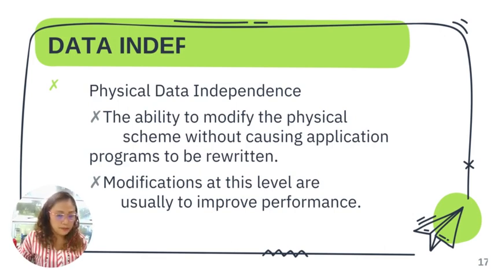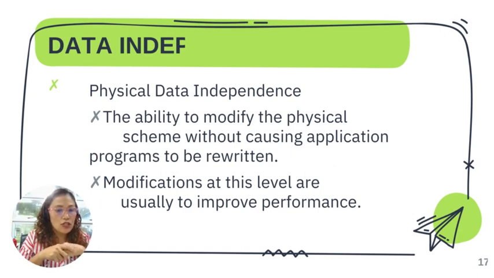So when you say physical data independence, it is the ability to modify the physical schema without causing application programs to be rewritten. So if you change the structure of your database at the physical level, it should not affect the application programs to be rewritten.